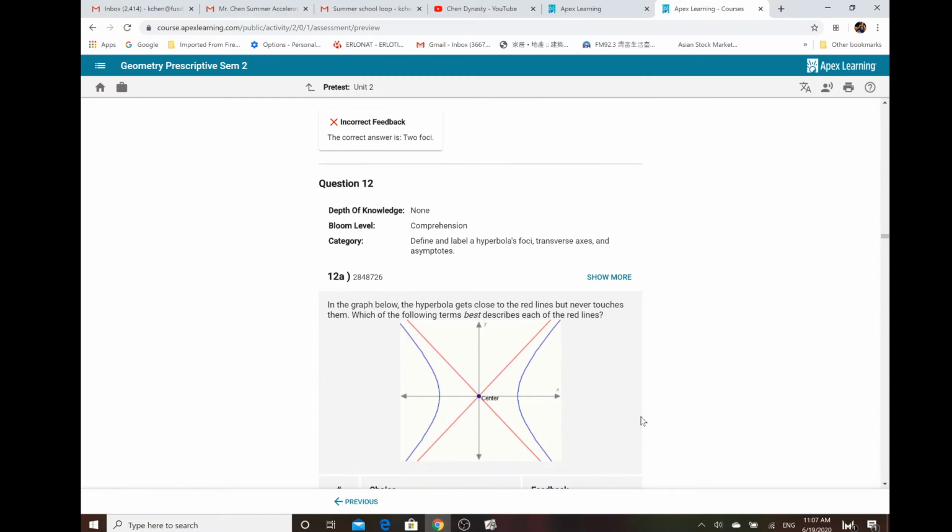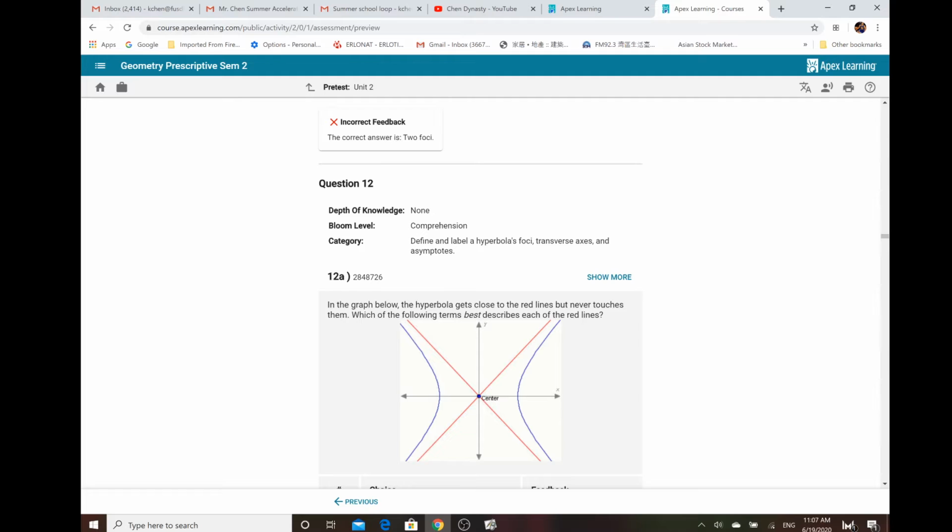Now here's what I'm talking about for the hyperbola. You see the blue curve right here? You can say that's a symmetrical parabola without the red line showing the slant asymptotes. So don't worry about that. The slant asymptote shows the boundary, and the blue curves show the hyperbola. In the graph below, the hyperbola gets close to the red lines, but never touches them.